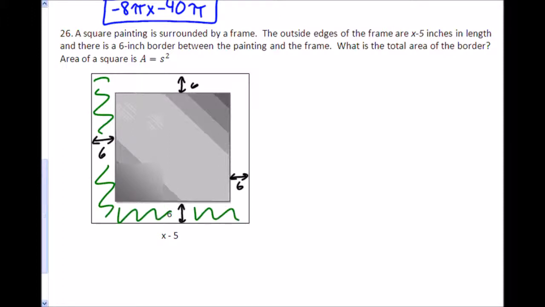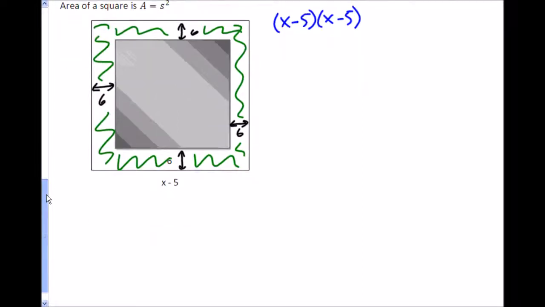And so really I need to take the area of the larger square and subtract the area of the smaller square. And the area of the larger square is simple. I take x minus 5 times x minus 5. That's the area of the larger square. But then the smaller square, I don't know what the side length of this square is. The only thing I can do is compare it to the larger square. And think about it this way.